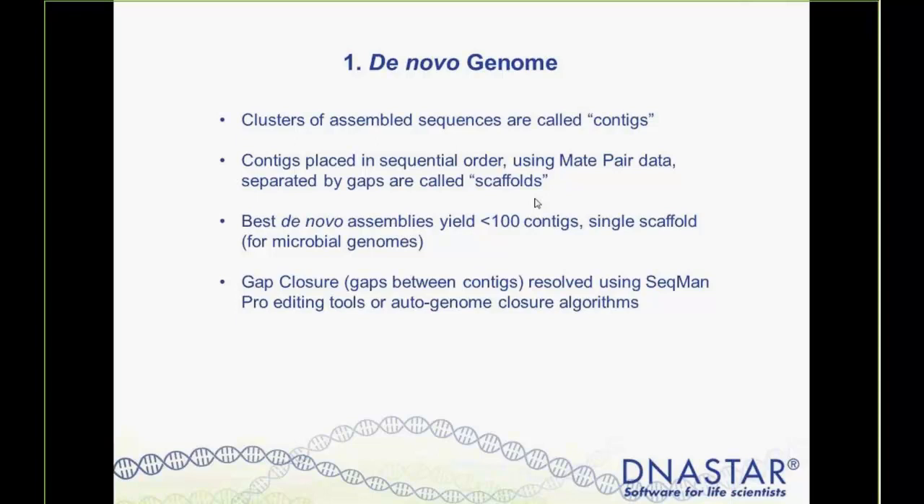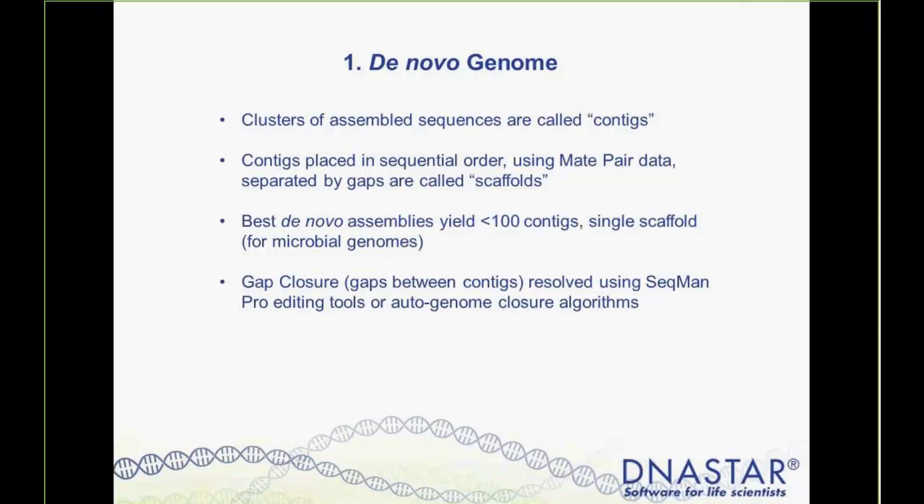The best de novo assemblies of Illumina data will yield fewer than 100 contigs. In some cases, it can be a dozen contigs or so, depending on the genome. Rarely does Illumina data assemble into one contig, and so there usually is some work that needs to be done to close gaps.